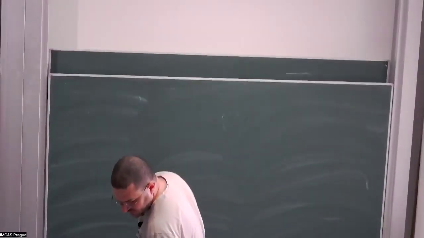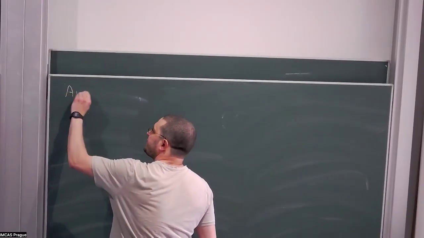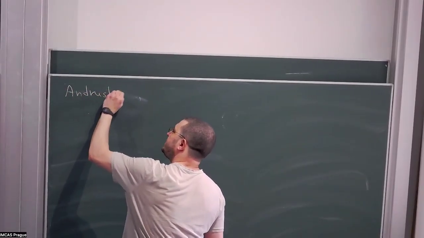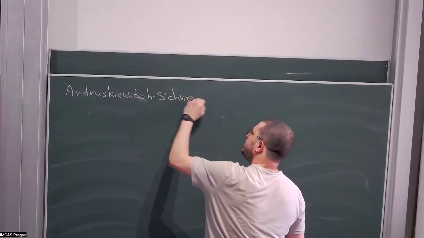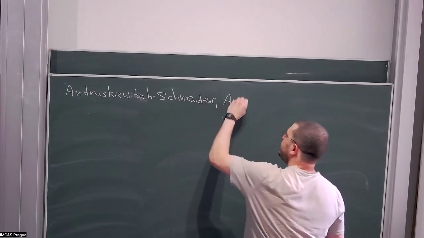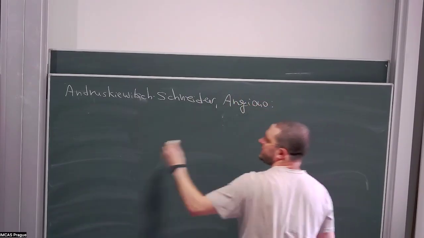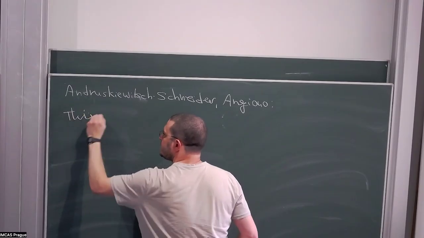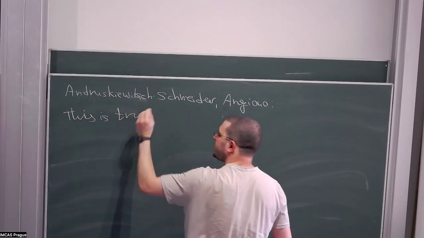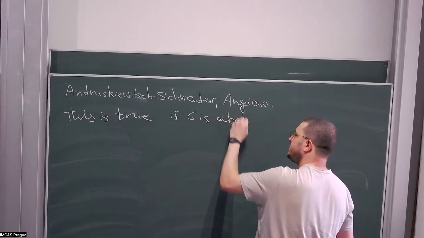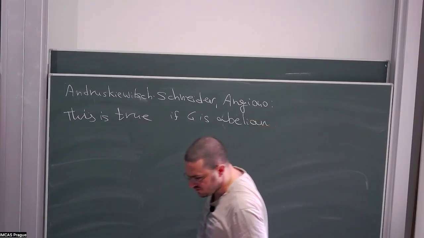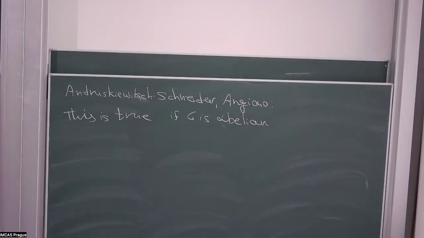By the results of Andruskiewitsch and Schneider, and also Angiono, we know that this is true. This is true if G is abelian. Okay, so the thing that happens is that when G is abelian, we will soon say why, we get what we call braidings of diagonal type.